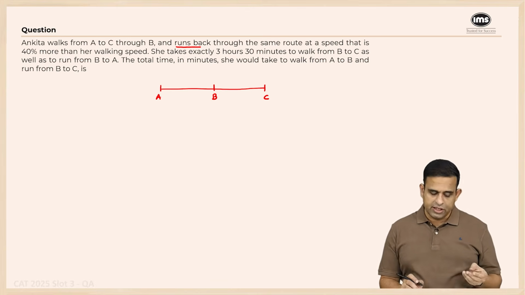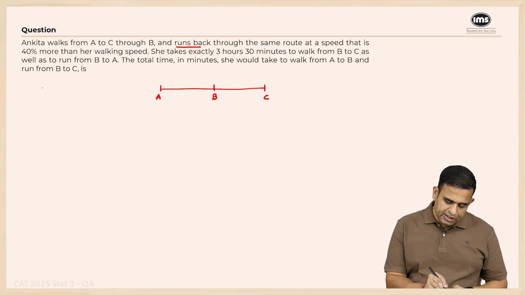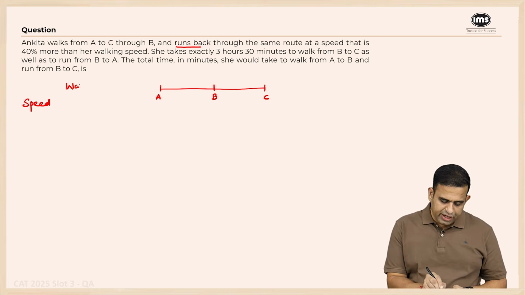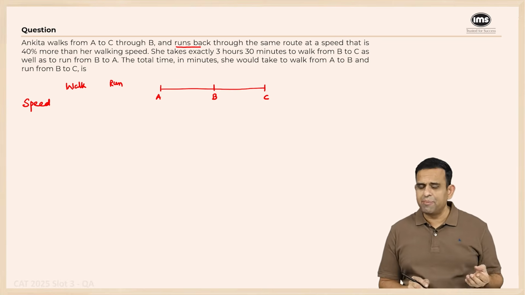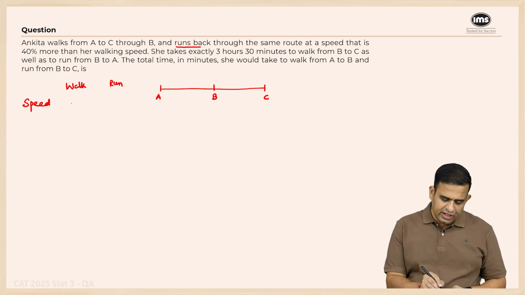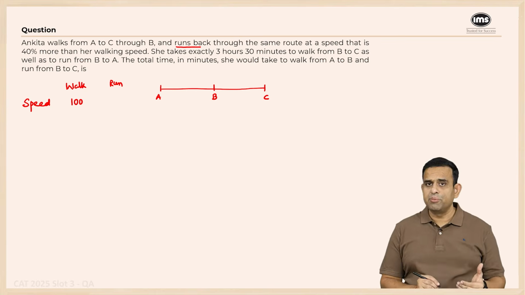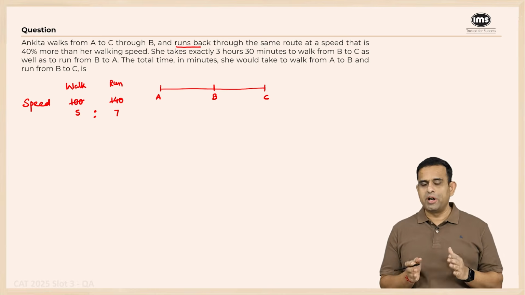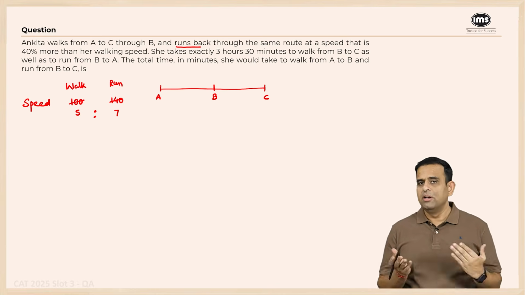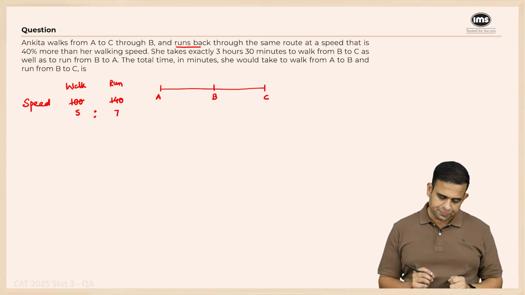So it's very important. Let's understand that. Suppose if I talk about the speed, and if I write here walking and let's say running, the running speed was 40% more. What does that mean? Suppose I randomly take the walking speed of Ankita to be 100, in that case the running speed must be 40% more than 100, giving you 140. Now if I just take the ratio, this becomes 5 and 7. If someone asks you what is the ratio of the walking speed and running speed, one can simply say 5:7.